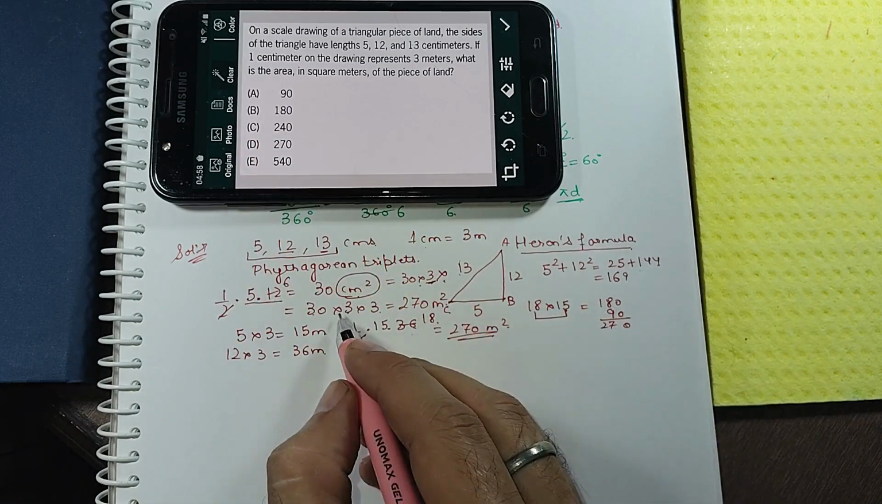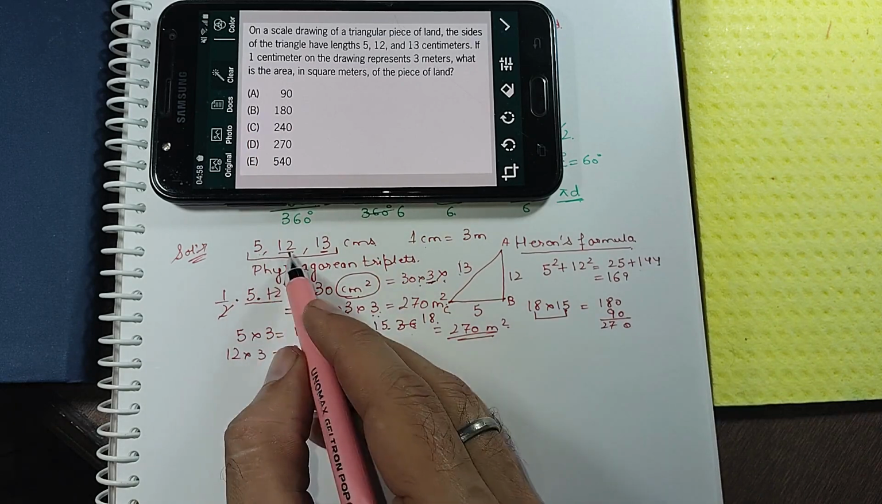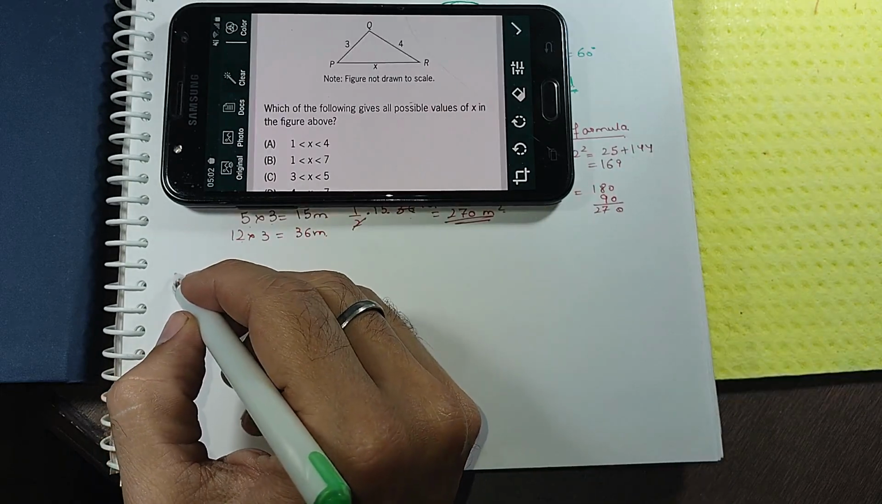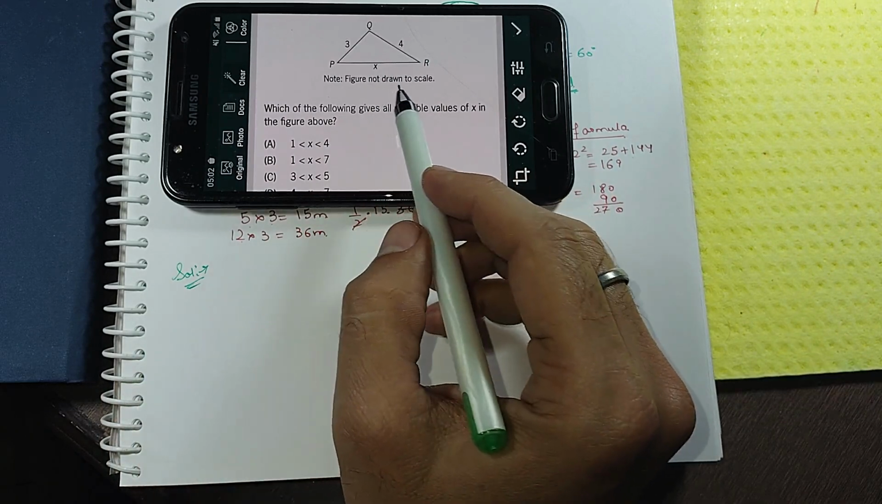So this is not the approach. We have to multiply it by 2 times 3, or we simply change the scale before applying this formula. Which of the following gives all possible values of x in the figure above? Now see, the figure is not drawn to scale.